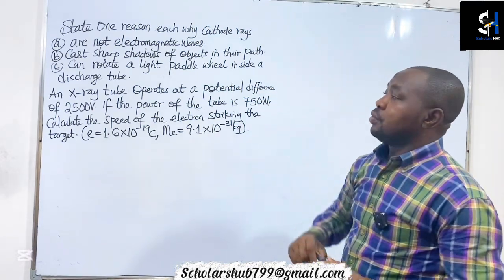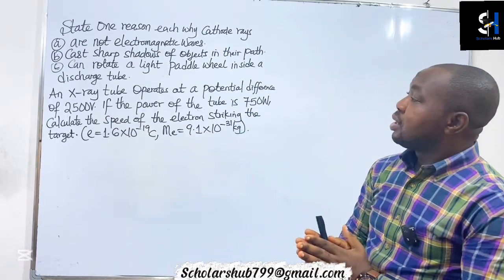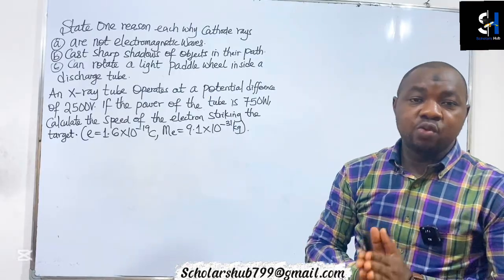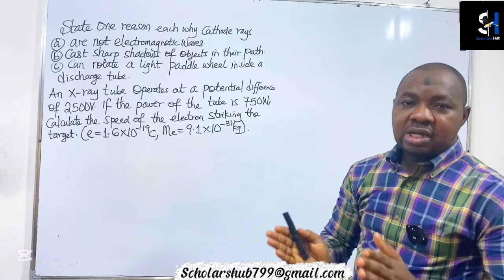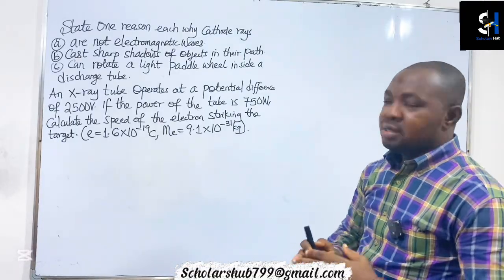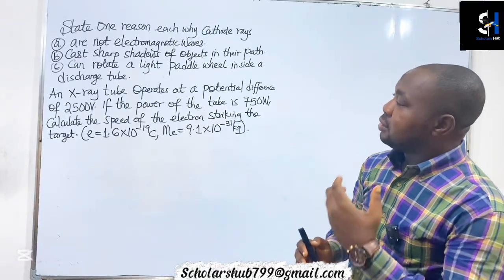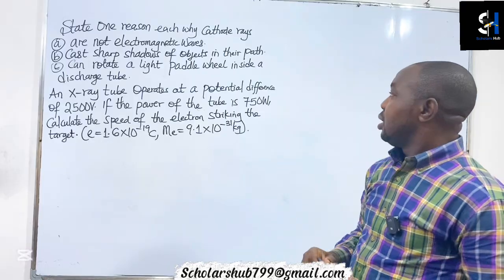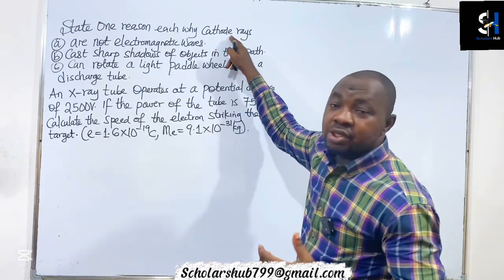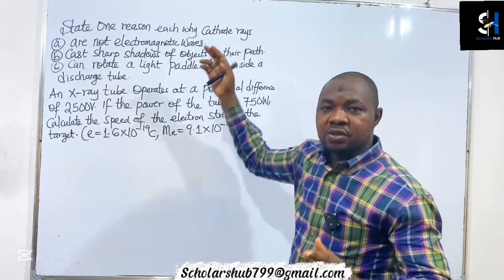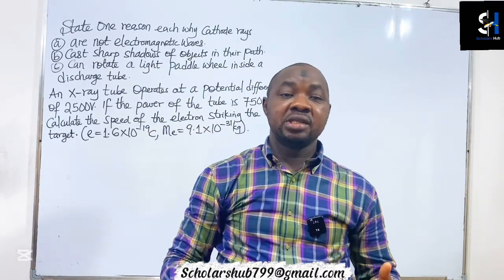So for the first question, we are asked to state one reason each why cathode rays A, are not electromagnetic waves. There are many reasons. Then B, why cathode rays cast sharp shadows of objects in their path. There are many reasons for that as well. Then C, why cathode rays can rotate a light paddle wheel inside a discharge tube. Now, the discharge tube can be used to produce cathode rays. That's the beauty of it, because cathode rays were discovered by William Crookes and J.J. Thomson in the year 1880.